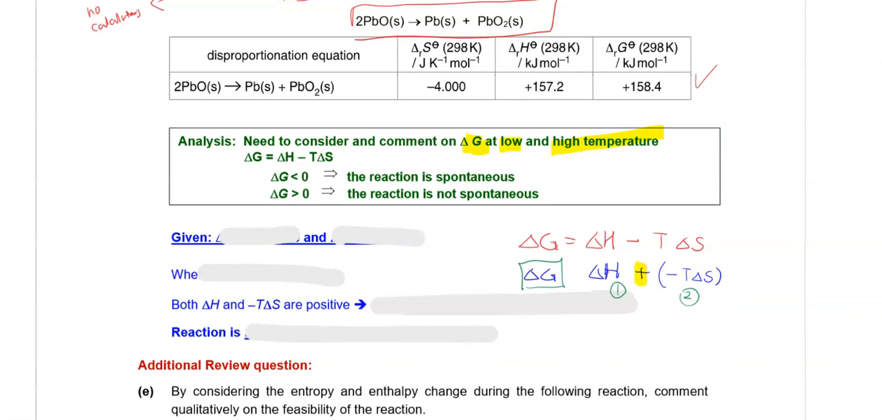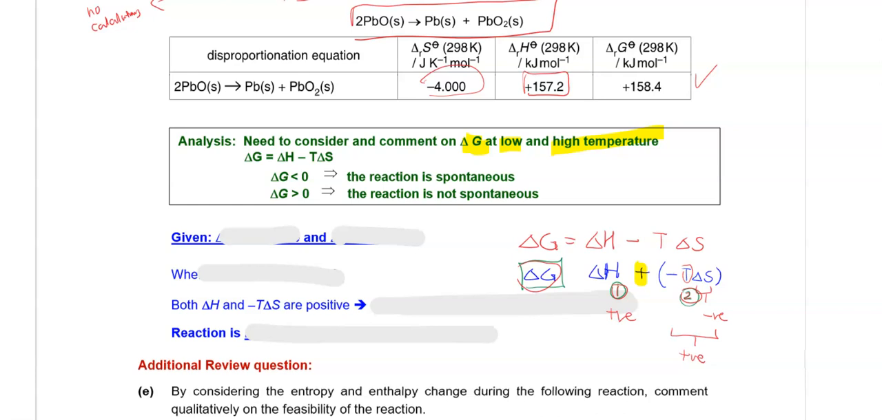Which means to predict the sign of delta G, to think of whether it's more than 0 or less than 0, I first have to consider delta H and then negative T delta S. In this case, delta H is given, it's positive. Delta S is negative, which means negative T delta S, because temperature is in Kelvin, Kelvin can only be a positive number, so negative of a positive number is negative. Negative multiplied by a negative term, you end up with a positive term.